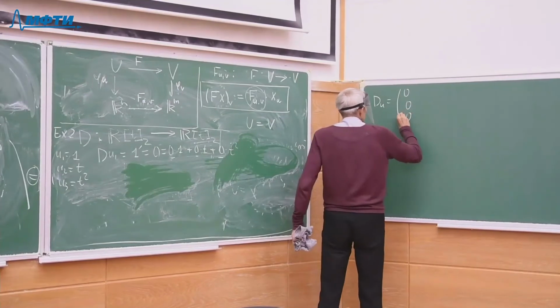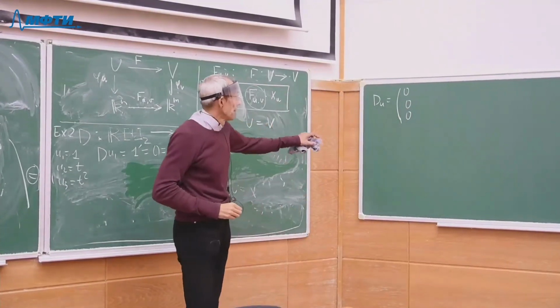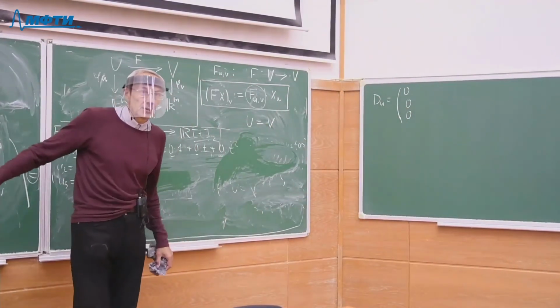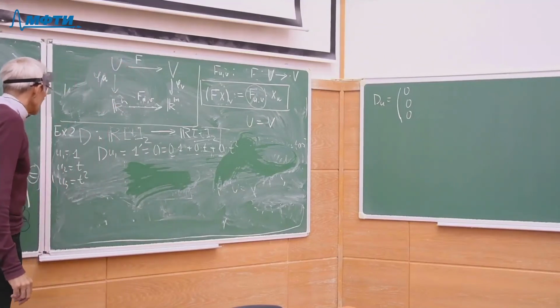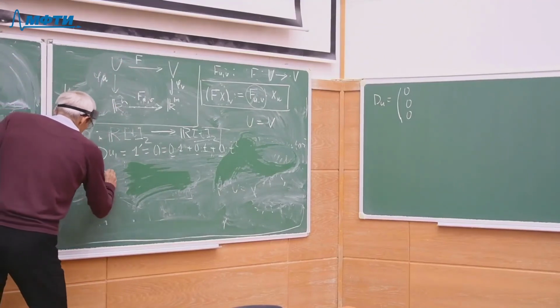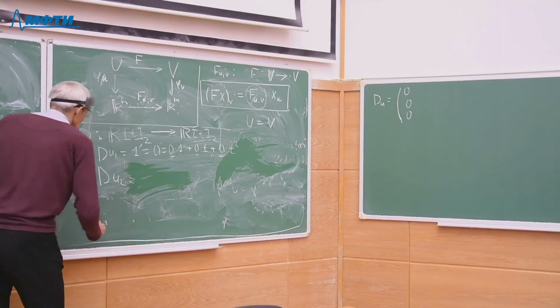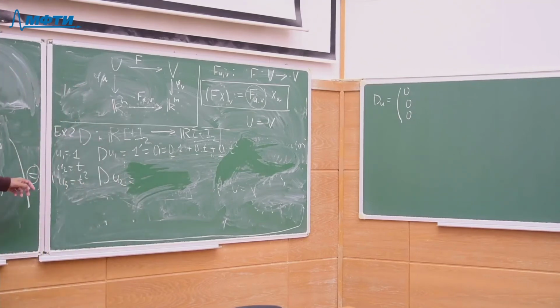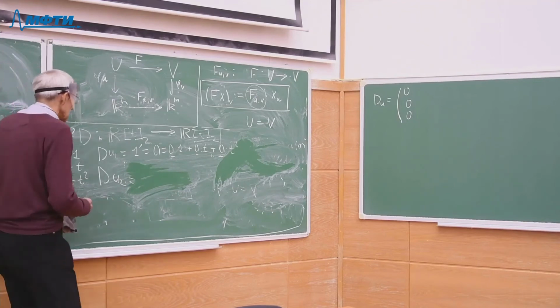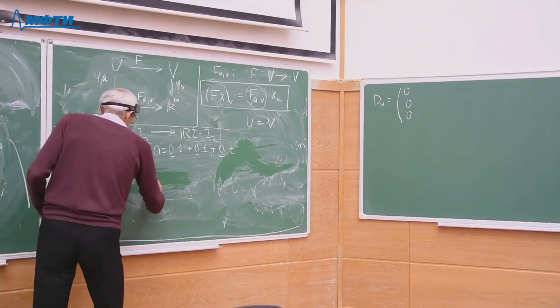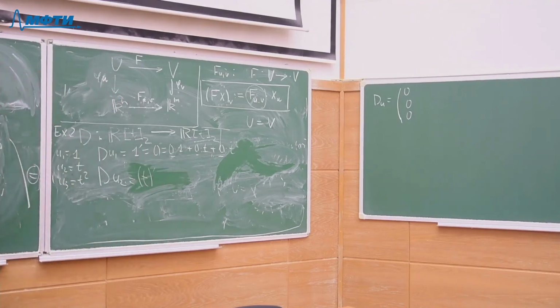I obtain the first column, 0, 0. I write them on the middle blackboard. The next step, I apply my operator to the second basis vector t. What does it mean? I calculate the derivative of t. What do I obtain? 1.